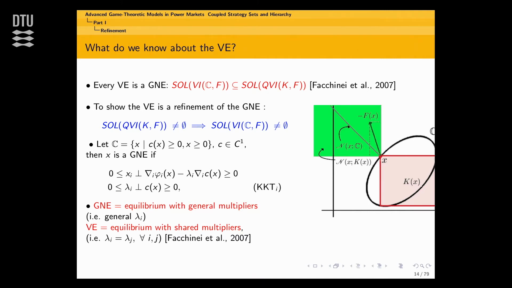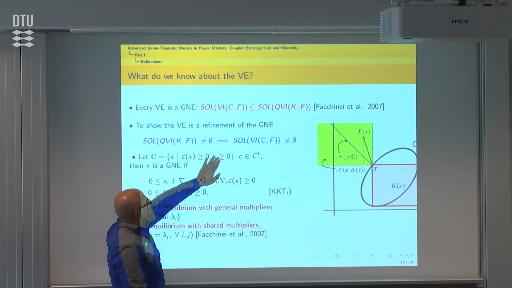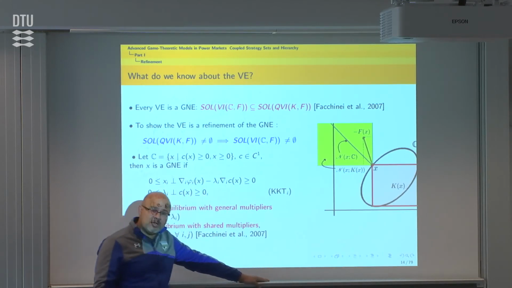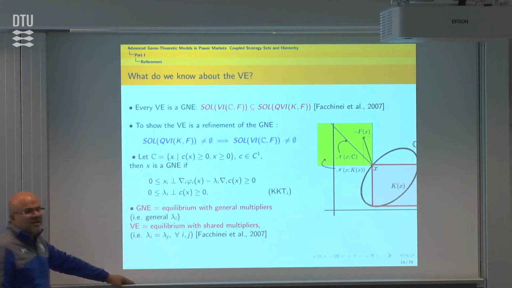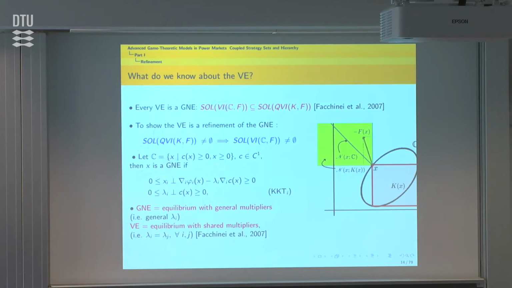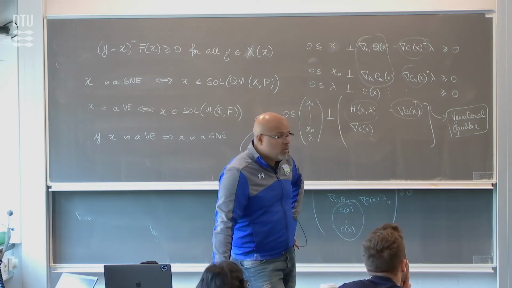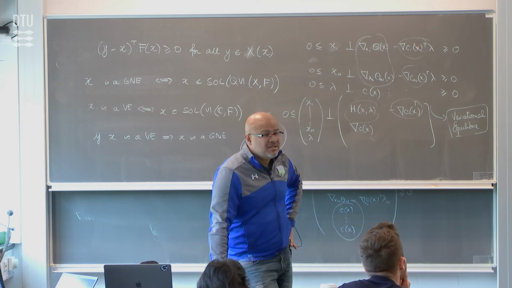To show that VE is a refinement of the GNE, I need to go in the other direction. I need to show that when the solution set of the QVI is non-empty, the solution set of the VI is non-empty. So it's a subtle question, but it's an important one. It's also important because people routinely will use the VE as a proxy. So you have to have an understanding regarding when this proxy is indeed available.